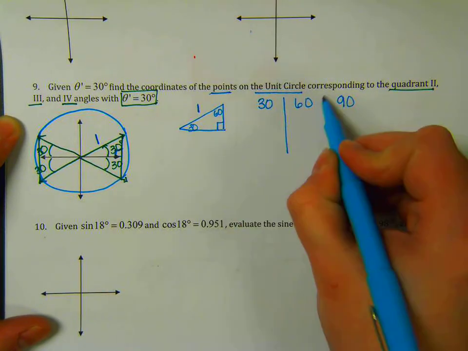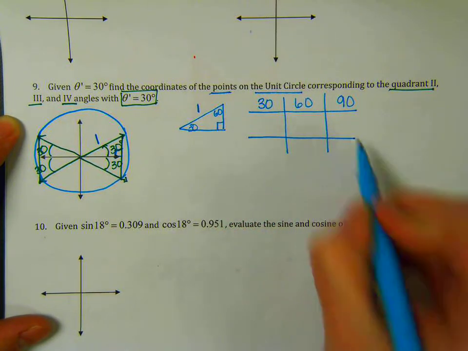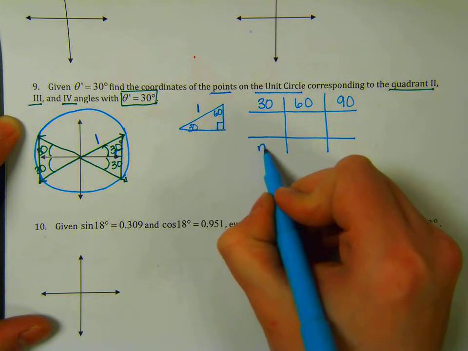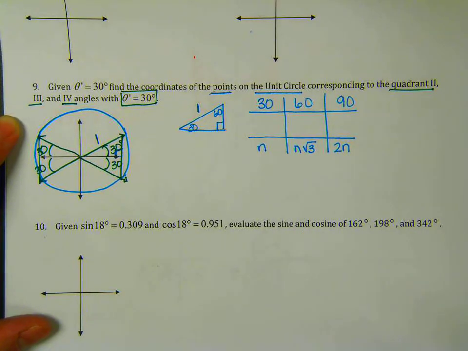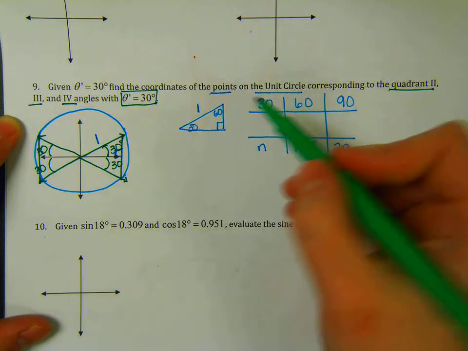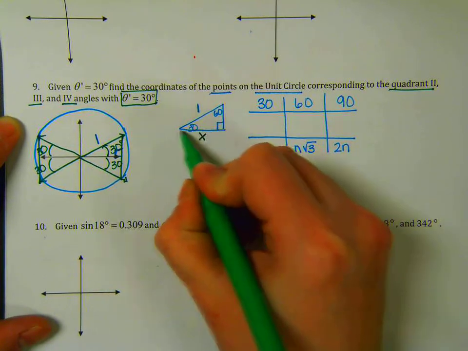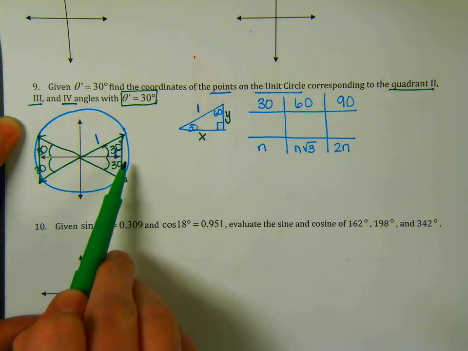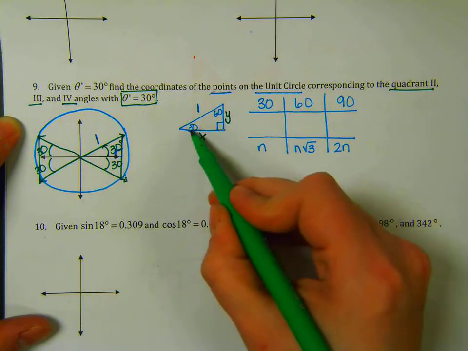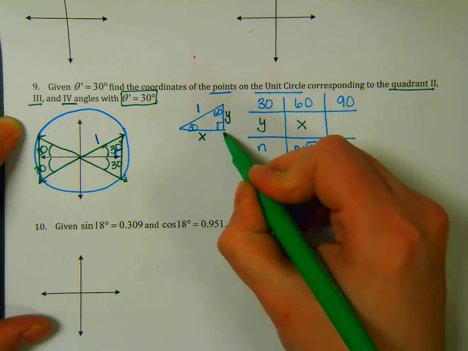We solved for this before, so let's solve for it again, just in case you've forgotten. We have 30, 60, 90. n, n root 3, and 2n are my ratios. And I'm filling in what I know. I'm going to call this right here my x, because that's how far it would be going over. Y, because this is my x-axis, so I'm going over x and up a certain amount, y. So opposite of 30, y. Opposite of 60, x. Opposite of 90, 1.